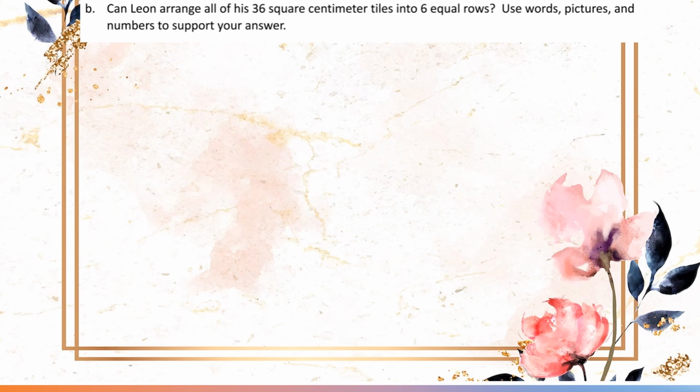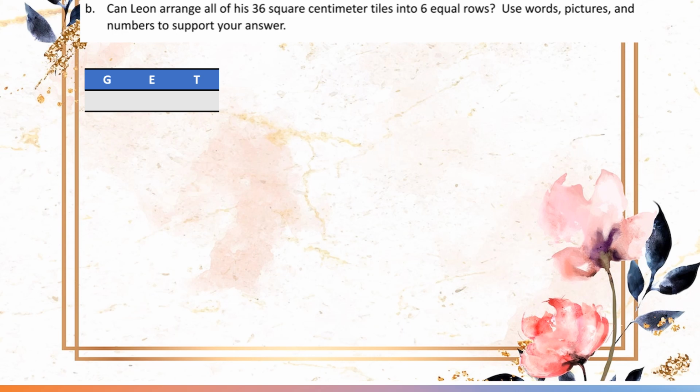Let's look at letter B. Letter B says, can Leon arrange all of his 36 square centimeter tiles into 6 equal rows? Use words and pictures and numbers to support your answer. Okay, I saw rows and I saw what looks like a total. So that sounds to me like a get chart. All right, and let me go ahead and reread our question so that we can complete our get chart, because you always have to read word problems more than once, at least 3 times.